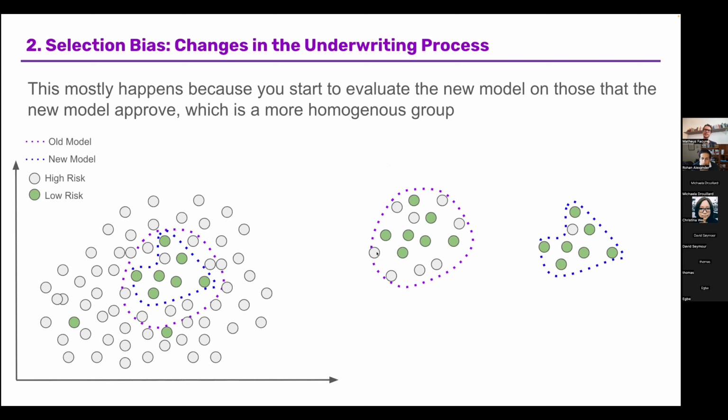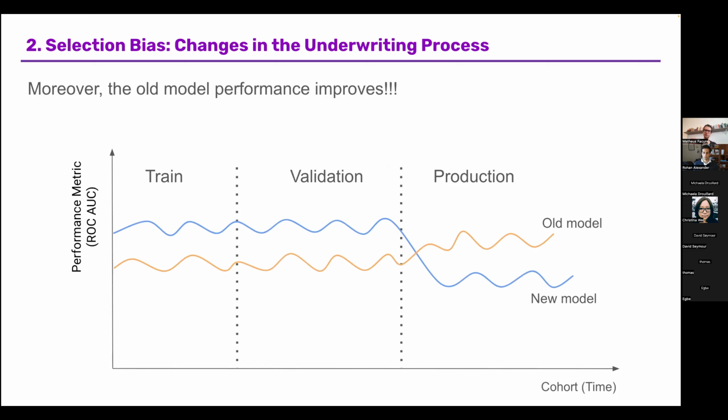For instance, with the old model, the purple one, we had way more high-risk people. And with the new model, we have very few high-risk people. And this phenomenon alone can make the AUC go down because it essentially means that the task is harder. The data set becomes harder and harder to classify as you leave only people that have very low risk in the data set.